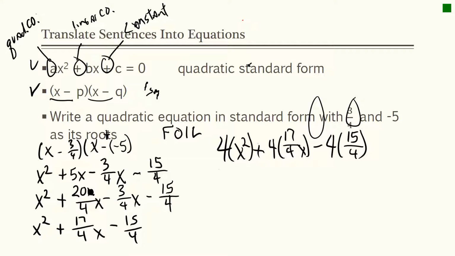So when I do that, I'm going to have 4x squared. Now here, my 4's are going to cancel, my 4's going to cancel here, and also when I multiply this, my 4's are going to cancel. So I'm going to be then left with plus 17x minus 15. And we're going to set that equal to 0. And there we go. We have translated a sentence into an equation, a quadratic equation. And it's 4x squared plus 17x minus 15.